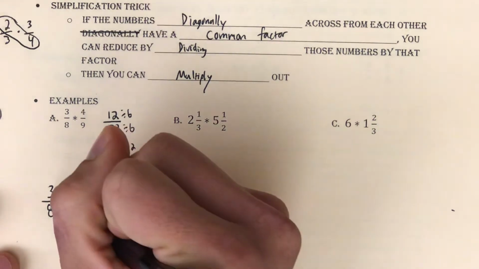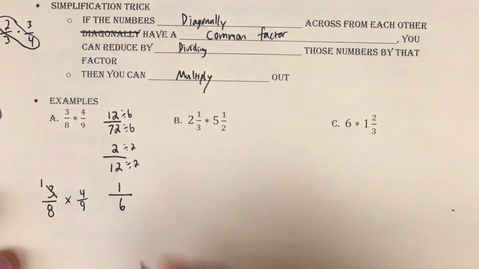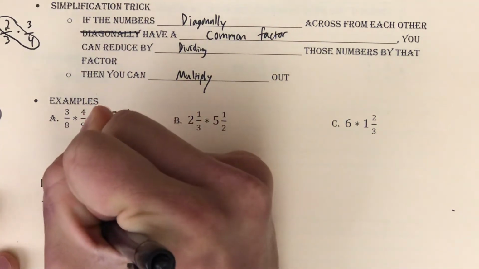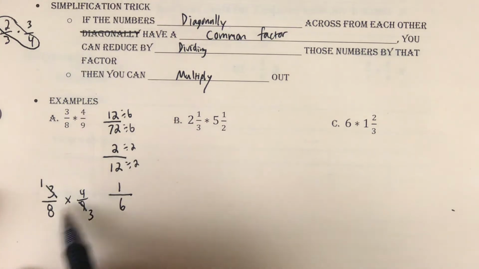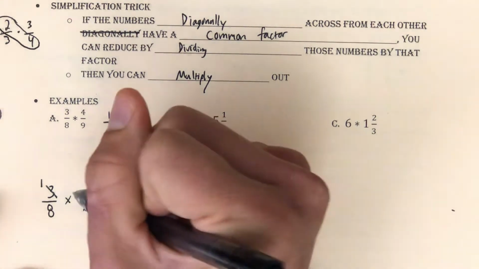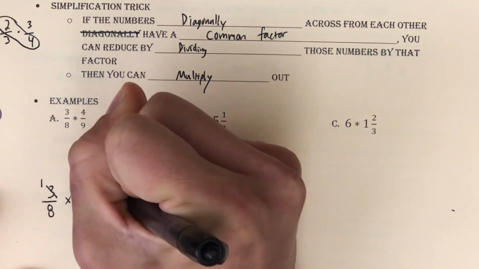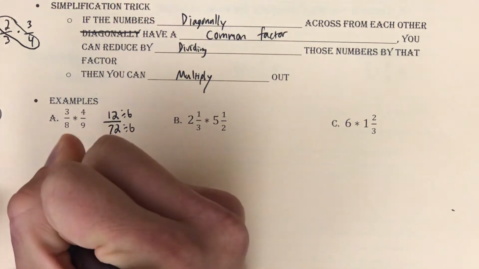So again, I said 3 goes into both of these. If I divide 3 by 3, I get 1. And if I divide 9 by 3, I get 3. Then I'm going to look at the other diagonal, the 8 and the 4, and I'm going to say, is there a number that goes into both of those? Well, I know that 4 goes evenly into both 4 and 8. So I'm going to divide both of them by 4. If I divide 4 by 4, I get 1. And if I divide 8 by 4, I get 2.